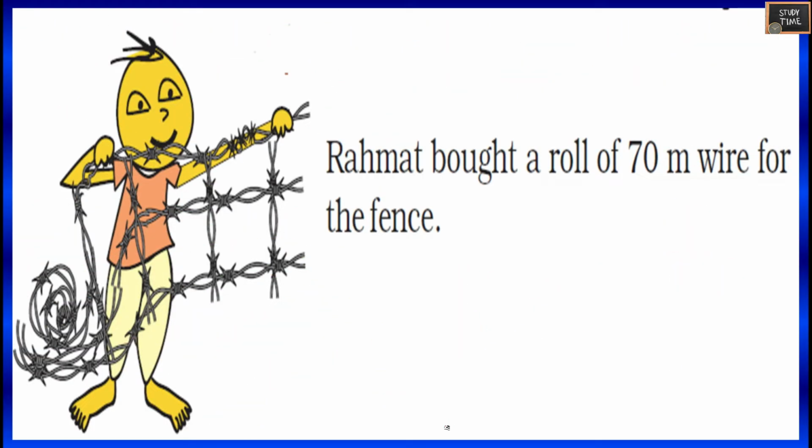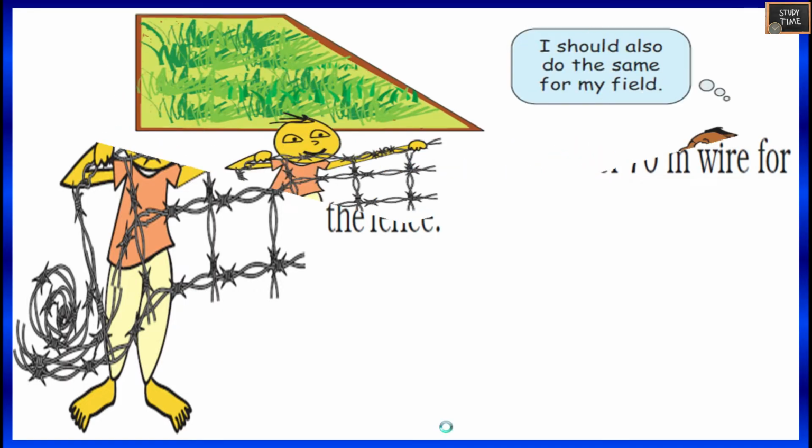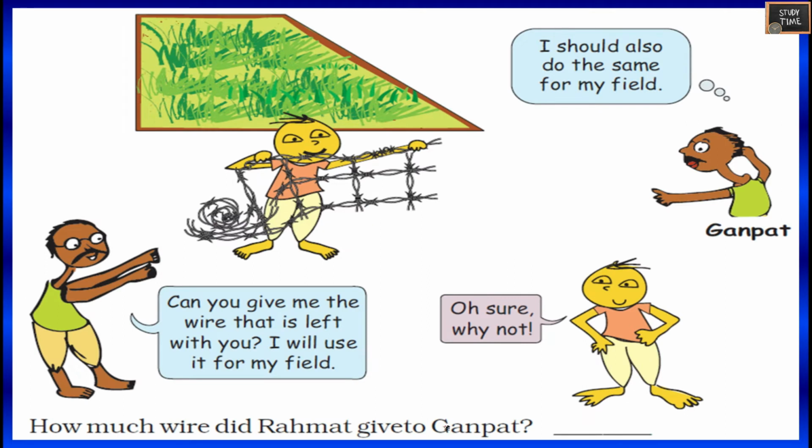So Rahmat bought a roll of 70 meter wire for the fence. Ganpat says, I should also do the same for my field. Can you give me the wire that is left with you? I will use it for my field. So Ganpat asked for the wire that is left with the farmer.